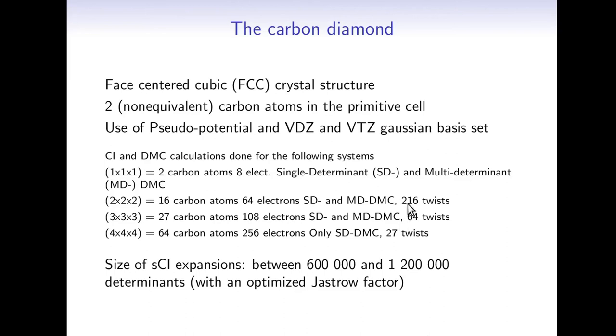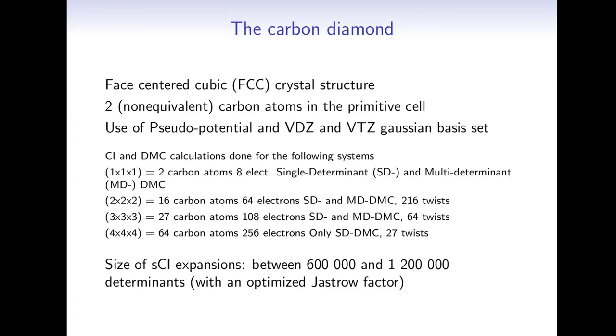And we made a number of twists. For example, for 2 × 2 × 2, we have 216 twists, meaning 216 big K points in the Brillouin zone of the superlattice. And typically the size of our CI expansion is between 600,000 and 1,200,000, or maybe a little more, I think.